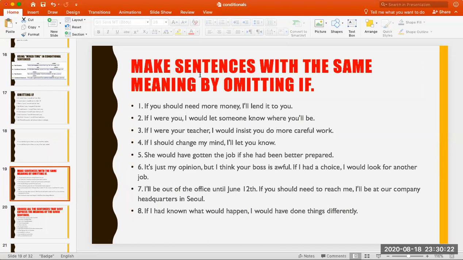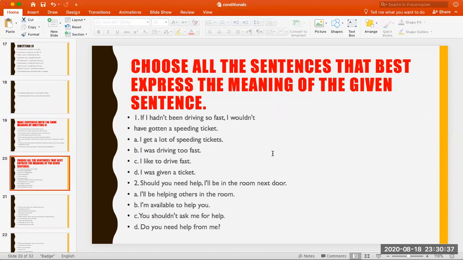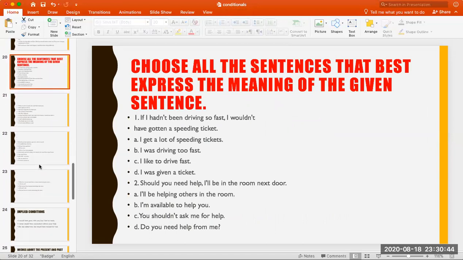So again, we have more. We have an exercise. You can pause the video and try to answer these questions. Make sentences with the same meaning by omitting if. Just delete if. Remember, you just delete if. You bring the verb, the auxiliary verb before the subject. Not difficult. Again, another exercise. Pause the video, do the exercise, and check your answers.